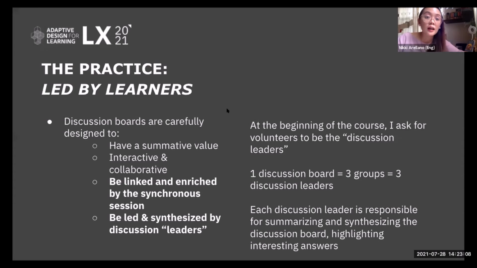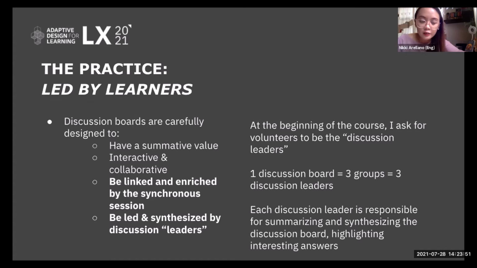So, yun. And of course, the last 2 points here. The discussion boards are designed to have a summative value. They're interactive and collaborative. And I designed them so that they can be linked and be enriched by the weekly synchronous session. So what I did is at the beginning of the course, I asked for volunteers to be discussion leaders. And I would have a lot of volunteers naman. And if there are few, then we just adjust along the way. I ask mid-quarter who else wants to be a discussion leader.